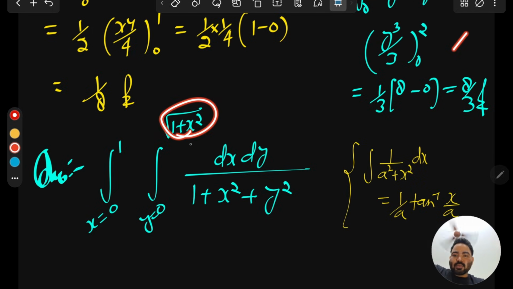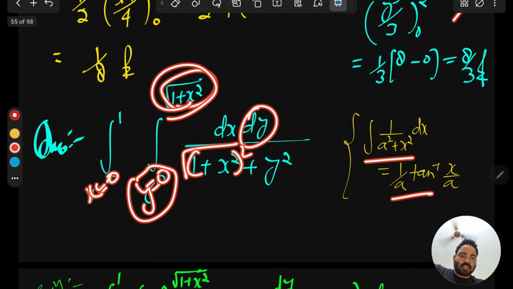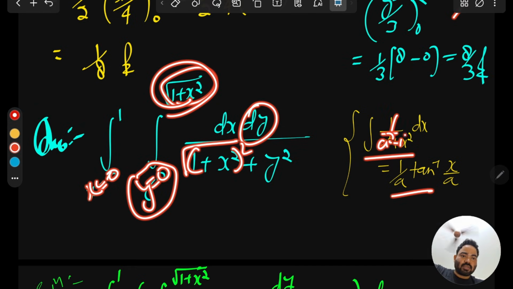And here you can see this is a variable limit in x, that means this is the y limit. Now you have to treat x as a constant. If this is variable in x, then this is the y limit, and you have to do the integration with respect to y first, because we want to finish the variable limit first, and after that we will go with the constant. So remember these things. Now this becomes tan inverse x upon a, integration of 1 upon a square plus x square dx. This will give you 1 upon a tan inverse x upon a.